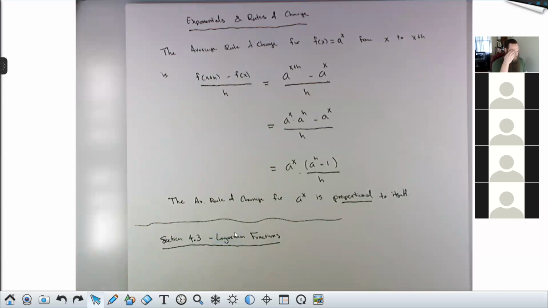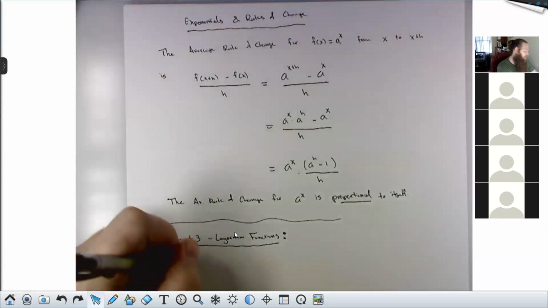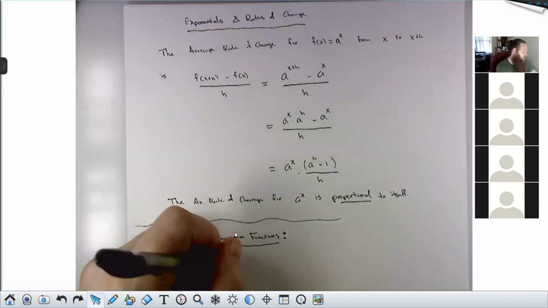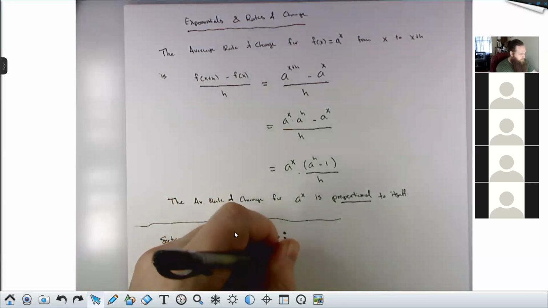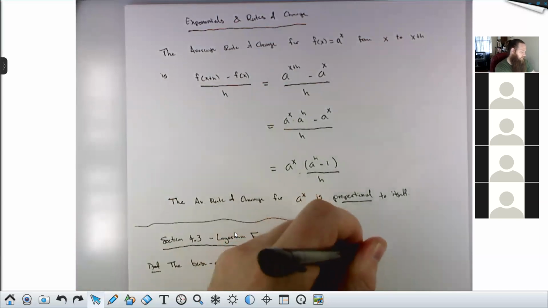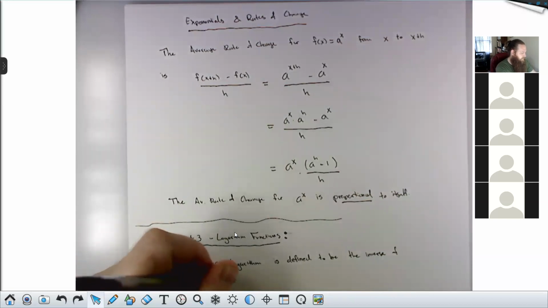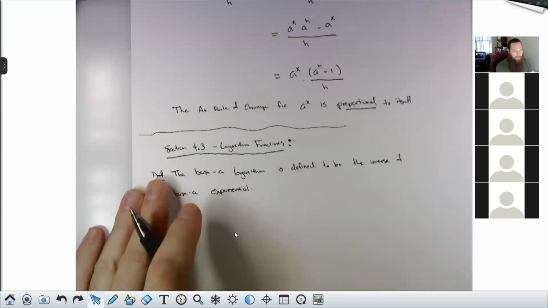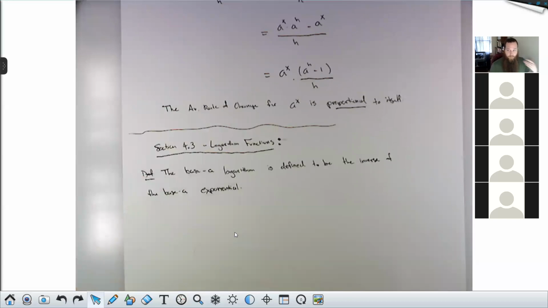So I'm just going to define this for you. There's a bunch of ways to define these. It's all about inverses. So, definition: the base a logarithm is defined to be the inverse of the base a exponential. Right, all of those exponential graphs that you were looking at are 1-to-1. They all pass the horizontal line test, which means they all have inverses.